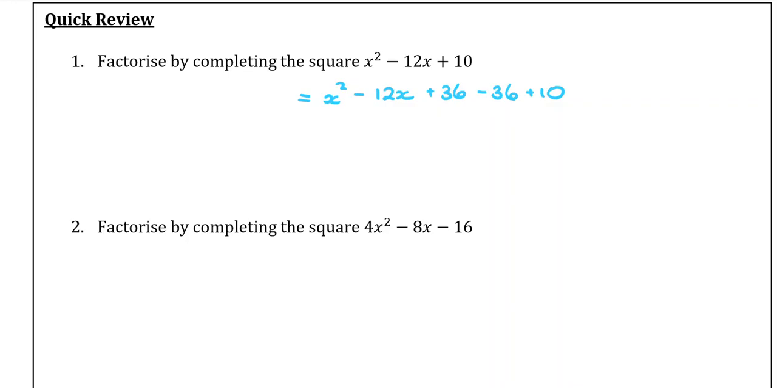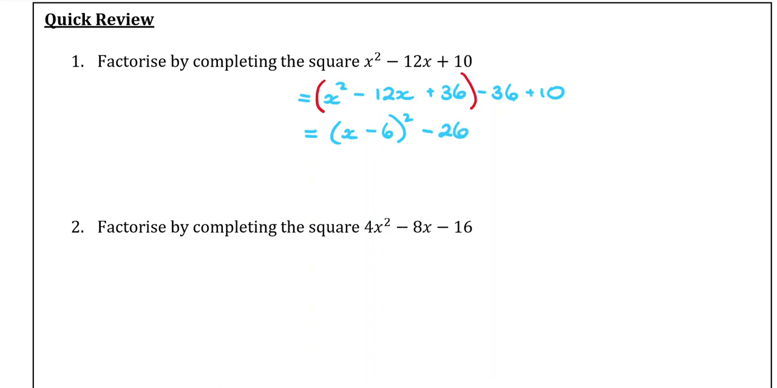Now, I need that plus 36 because those first three terms make a perfect square, and I can factorize them to be x, and if I halve the 12, I get negative 6, x minus 6 in brackets squared. Then the minus 36 plus 10 makes a negative 26 on the end.